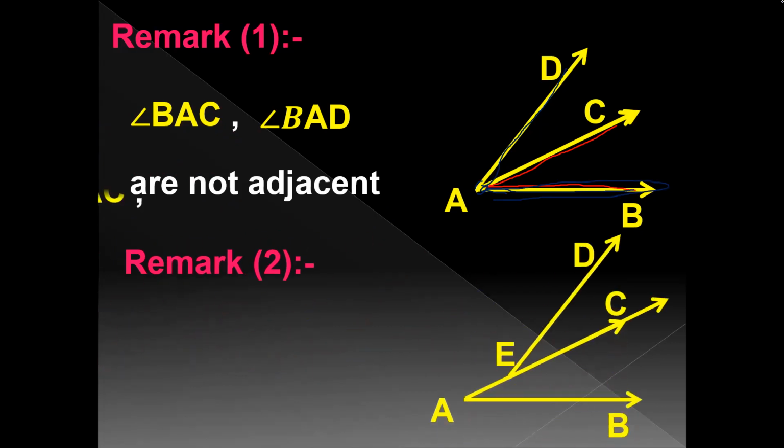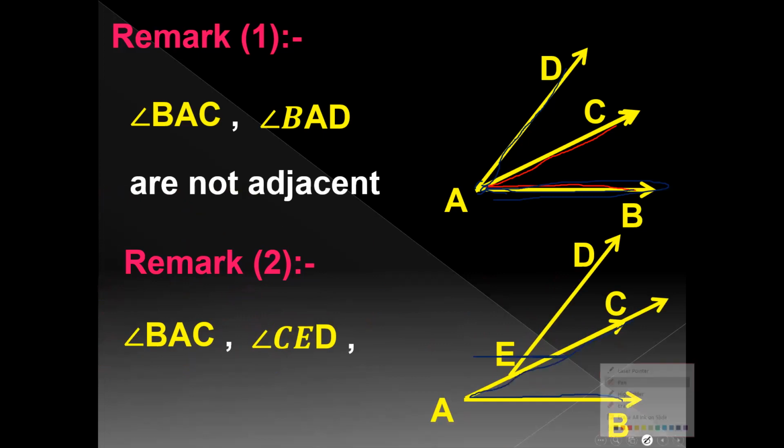Again, can we say that the two angles are adjacent angles? The two angles are angle BAC and the second angle is CED. The two angles are not adjacent angles.